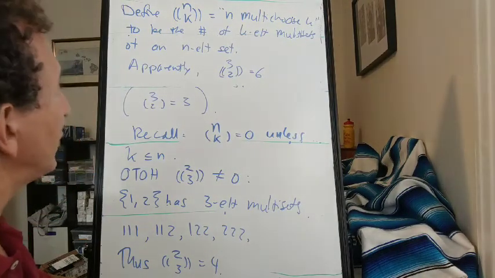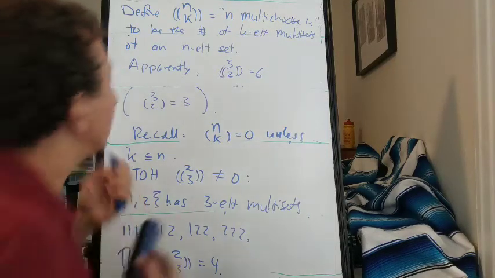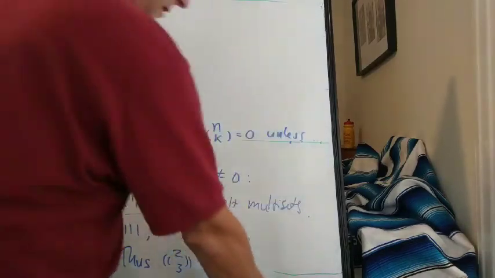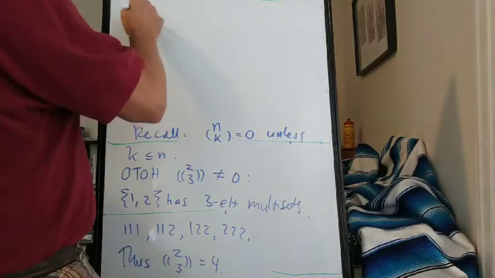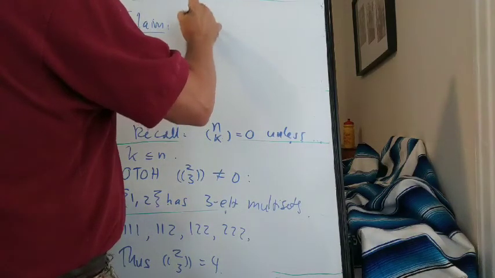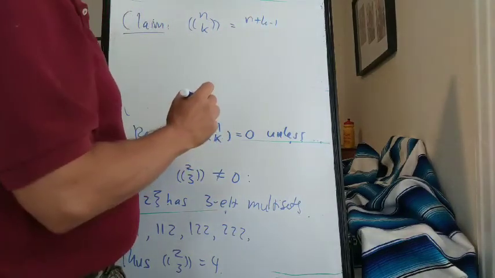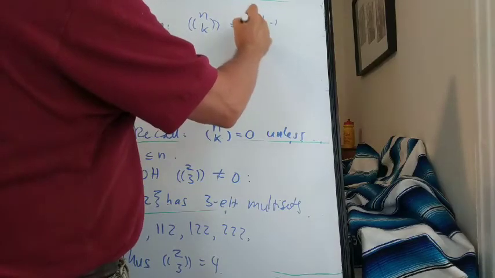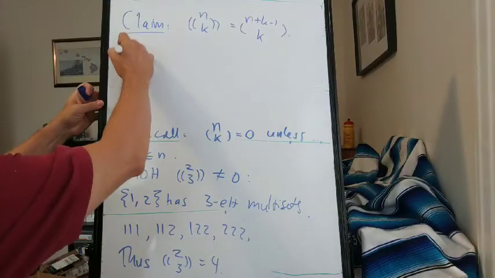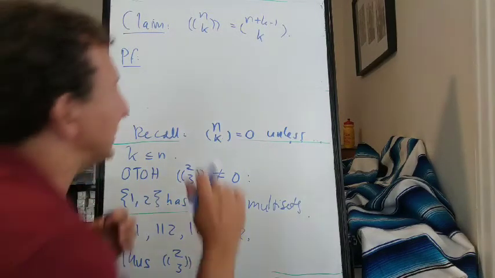Now there's a connection between n multi-choose k and n choose k. They're not equal, of course. But the connection is that n multi-choose k equals n plus k minus 1 choose k. So we can prove this bijectively.